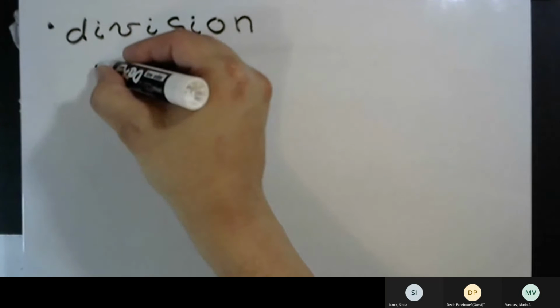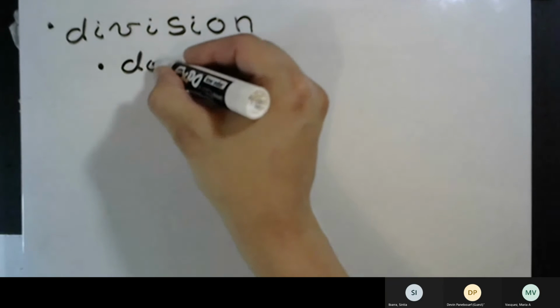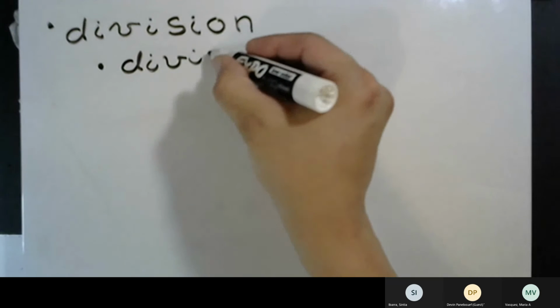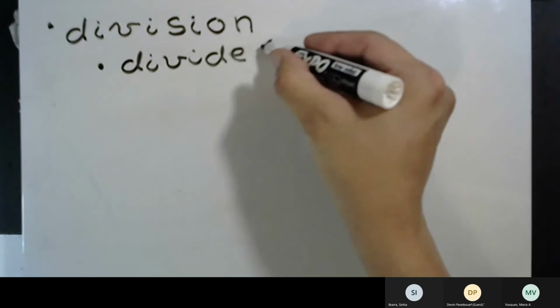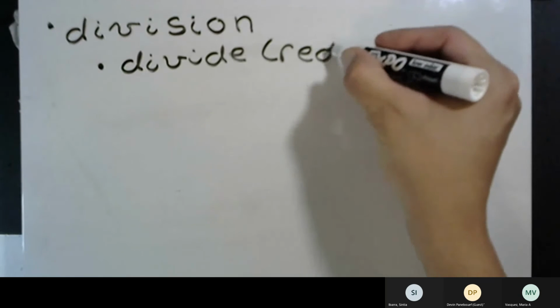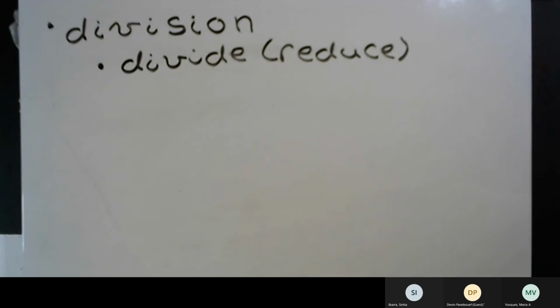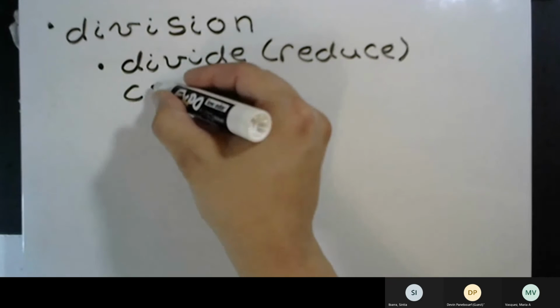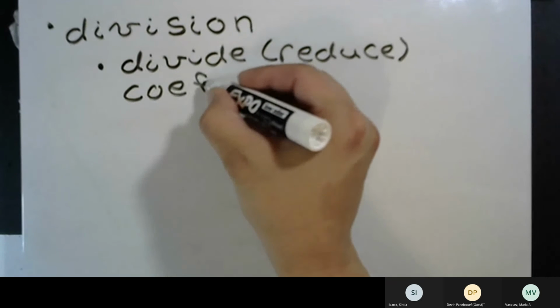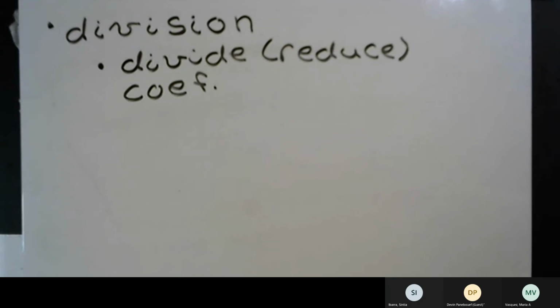So again, we'll divide, or really reduce. You can also possibly look at this as reducing fractions. So we're going to divide or reduce coefficients. Again, I'll abbreviate coefficients.